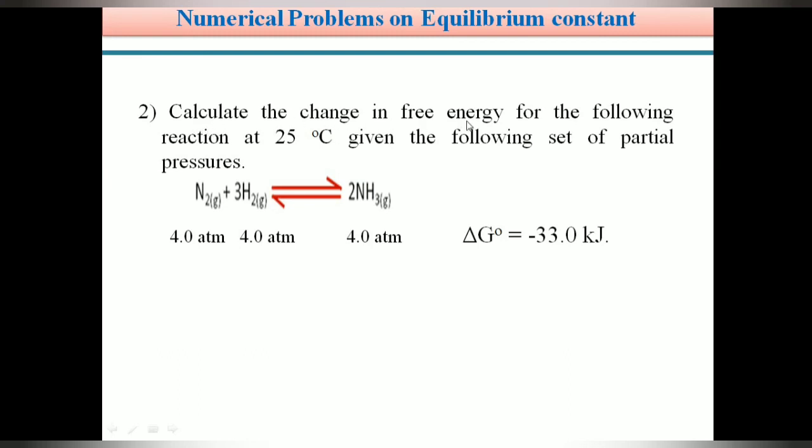Calculate the change in free energy for the following reaction at 25 degrees centigrade, given the following set of partial pressures. The same model I am giving here, students. Nitrogen and hydrogen react together to form ammonia. It is a gaseous phase reaction. Here the given data is partial pressure. In the first problem we used 1 atmosphere of partial pressure. Here a small change is 4 atmospheres of partial pressures, and the delta G naught value is the same as the first problem. So I hope you will do this problem easily.